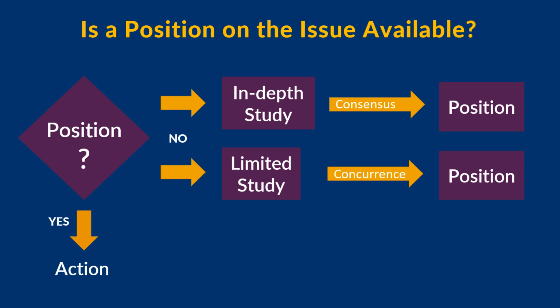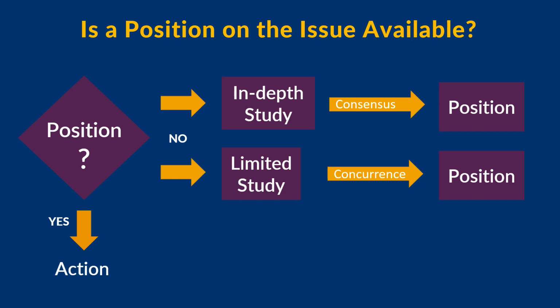If our league has a position on a priority issue, we can plan to take action as education or advocacy on that issue. If our league does not have a supporting position, we need to adopt one before we can take action. There are two basic pathways to reach a position. One path is to form a study committee on that issue. Generally, a study takes about 2 years to complete and to propose a position for adoption by the league through membership consensus.